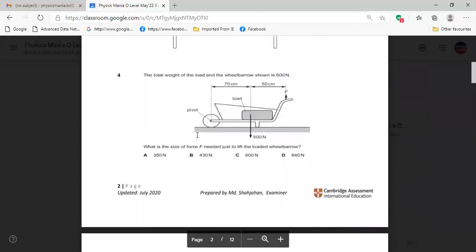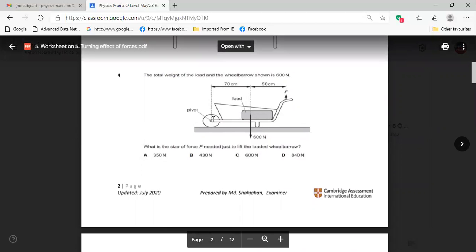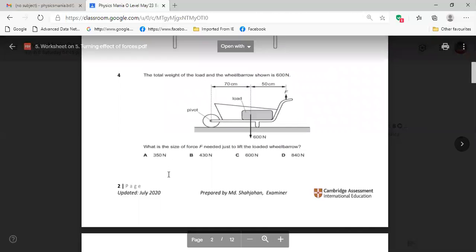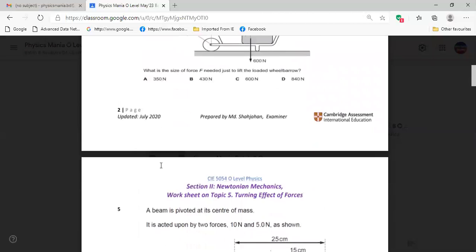Then we have this one, using the turning effect of forces balance. Clockwise and anti-clockwise moments balance. That one we are using here. 600 multiplied by 70, the distance from the pivot. Then F multiplied by 120, the addition of 70 and 50. The students are making a mistake. They are taking only 50. That will be a grave mistake. We have to take it from the pivot.